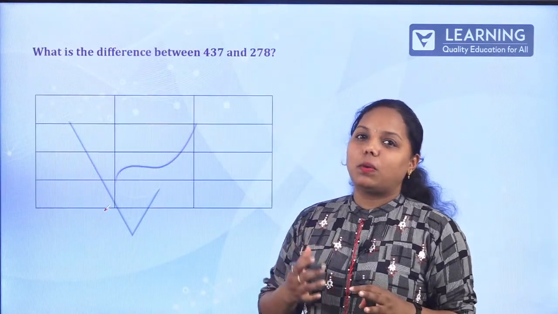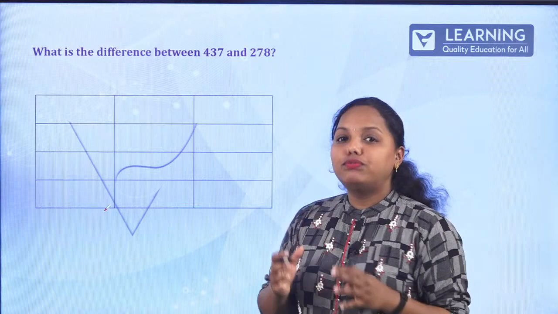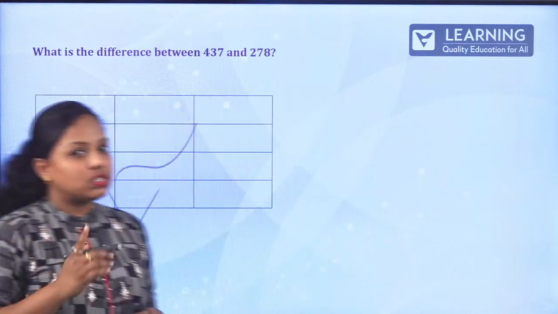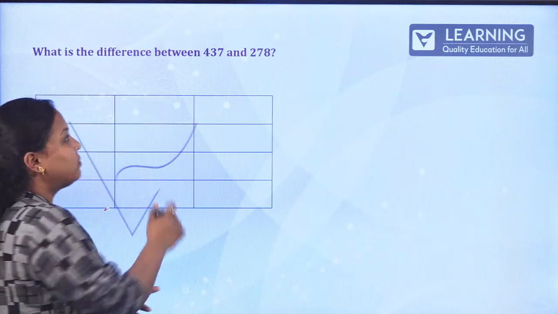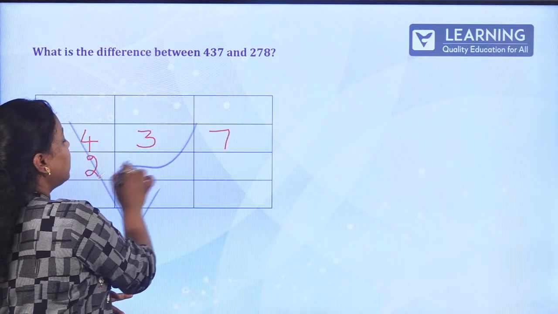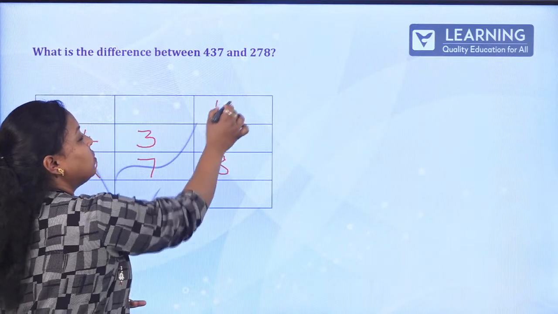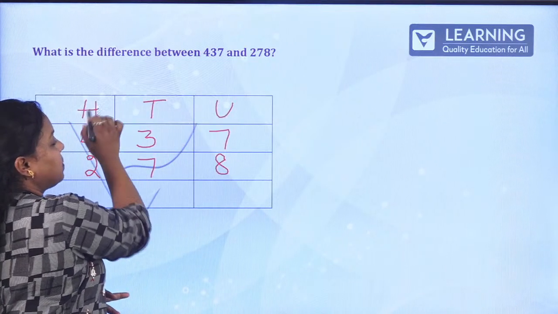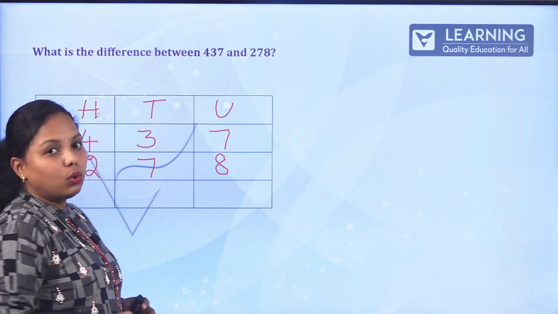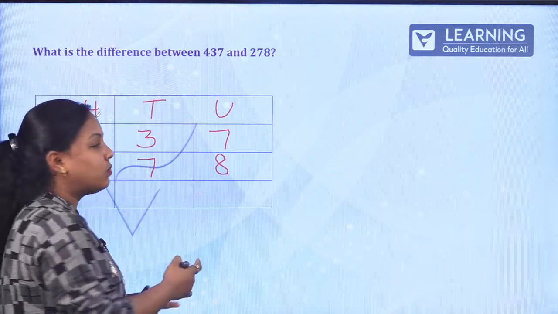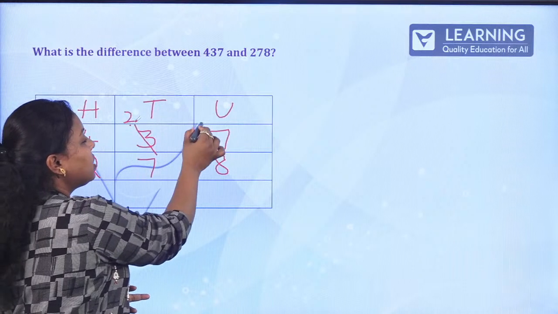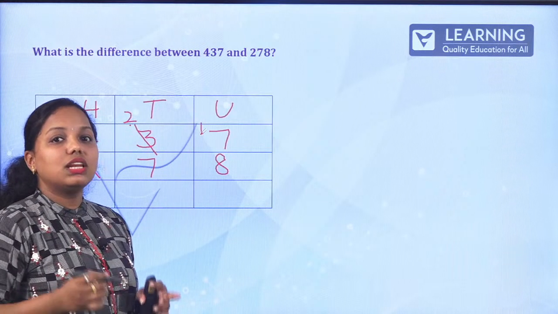Now, the last problem. Find the difference between 437 and 278. What is the rule? You have to write the greater number first. So, 437 and 278. That is units place, tens place, hundreds place. 7 minus 8. Can I do that? No, you can't do. So, borrow one from the next place value. Here this number becomes 2 over there. So, this becomes 17 minus 8.